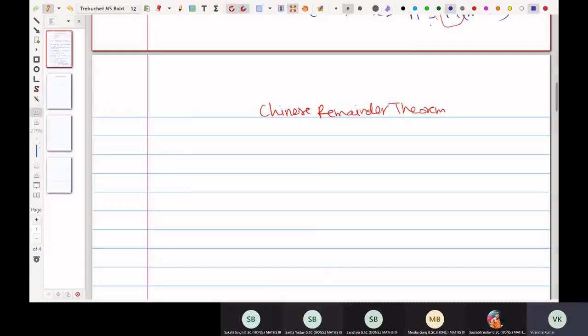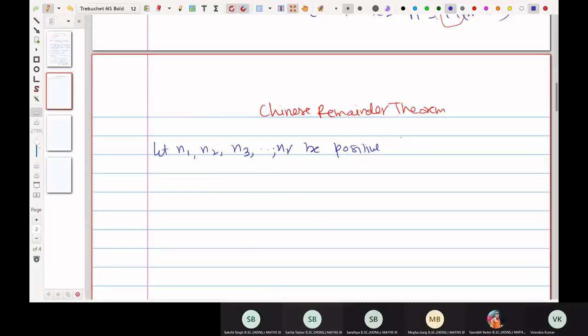Okay, so let us see. It says: let n1, n2, n3, up to nr be positive integers such that the greatest common divisor of ni and nj is equal to 1 for i not equal to j. That is, they are mutually co-prime.